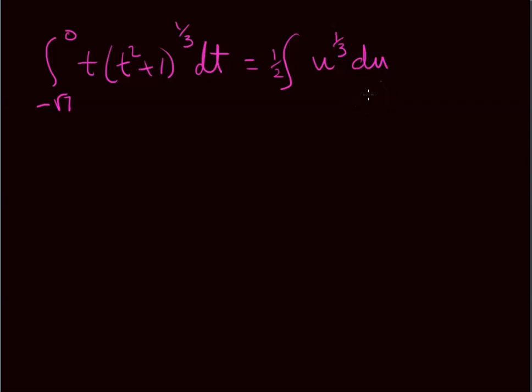So now we're going to say this is 1/2 u to the 4/3 times the 3/4 plus some constant c.